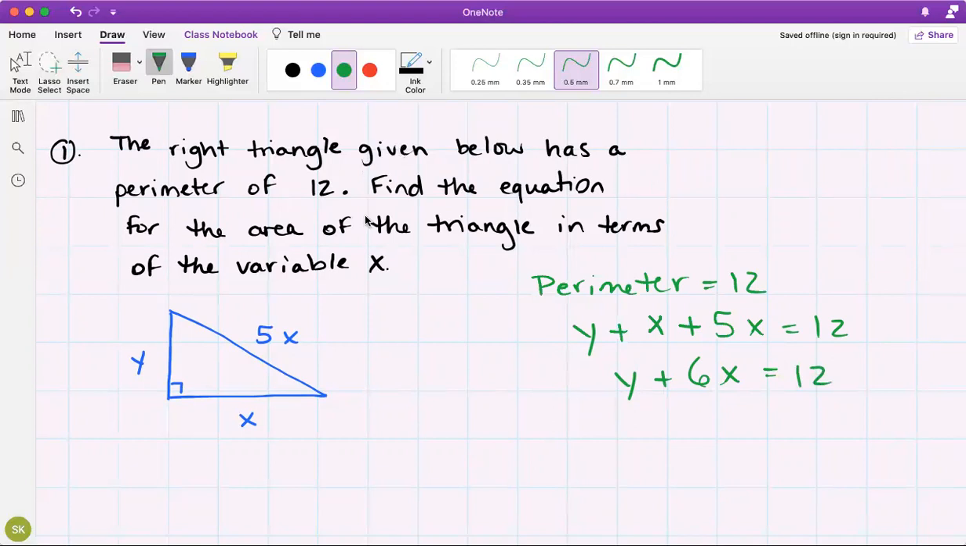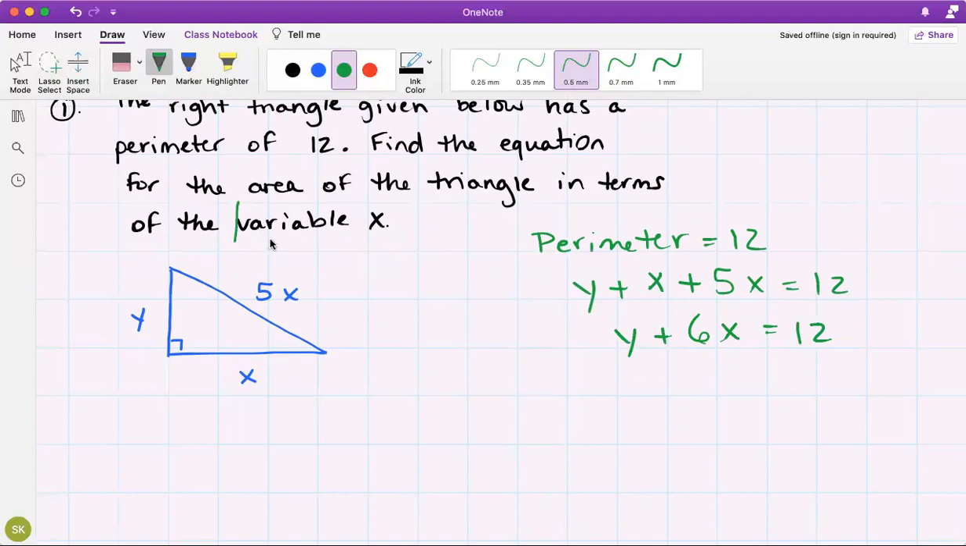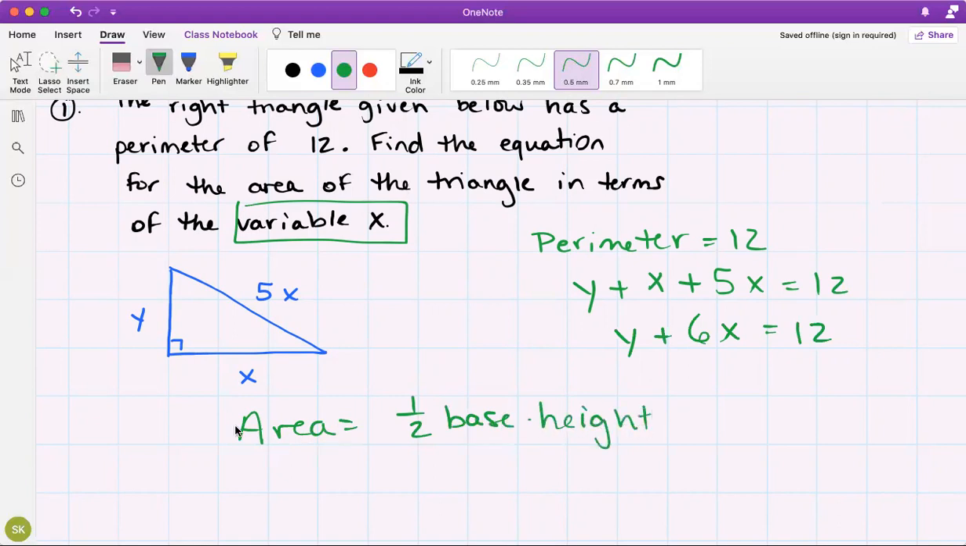Now I want to find the equation for the area of the triangle, but I only want it in terms of the variable x, so I don't want any y's in my equation. So let's just write what the equation of a triangle is, right? Area is 1/2 base times height. And the height is always perpendicular to the base. And that one's really nice for a right triangle because I already know that these two sides are perpendicular. So the area is 1/2. Well, the base here is x, and the height is y.